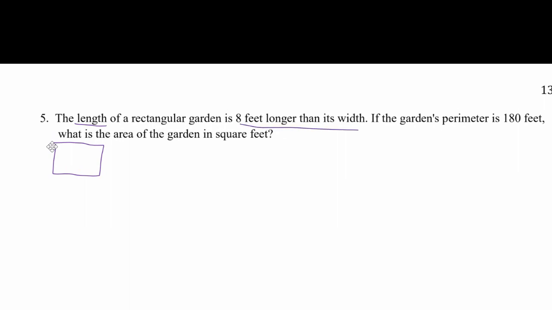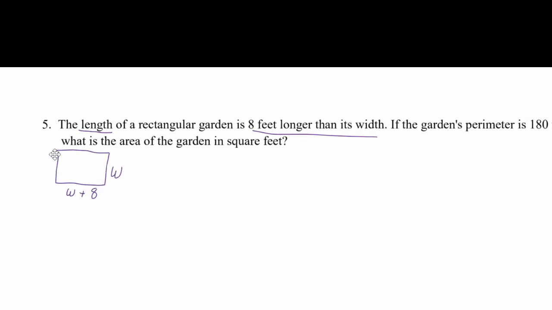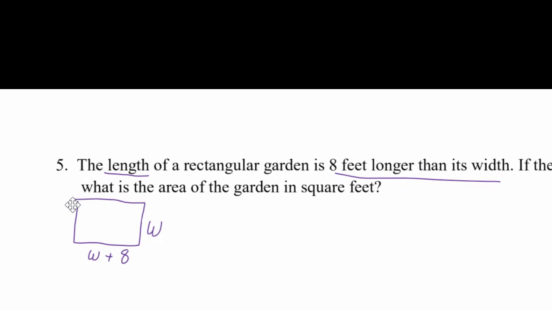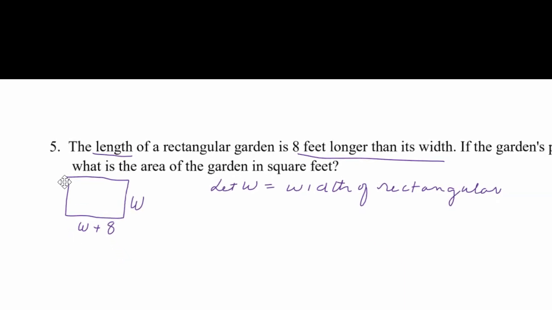So let's let W represent the width. That's the dimension we don't know anything about. And then the length is going to be 8 feet longer than the width. So we're going to use the expression width plus 8 feet, right? Okay, so we've now defined our variables. Again, W is the width of the rectangular garden in feet. And then W plus 8 is going to be our length.